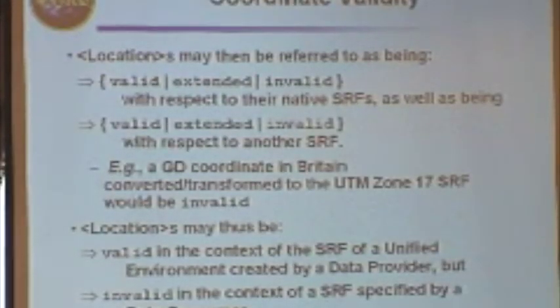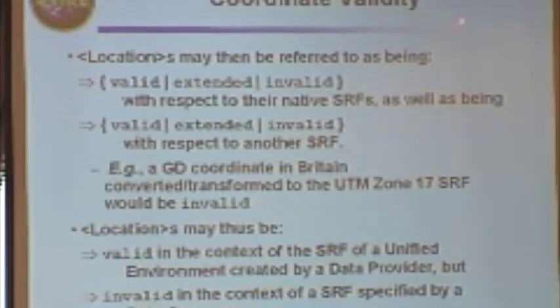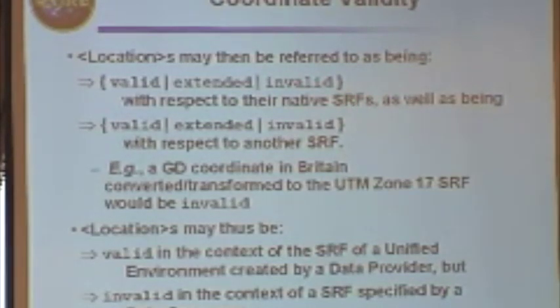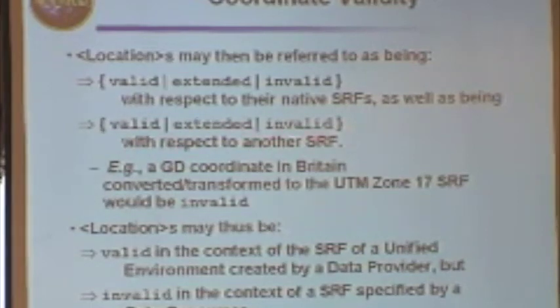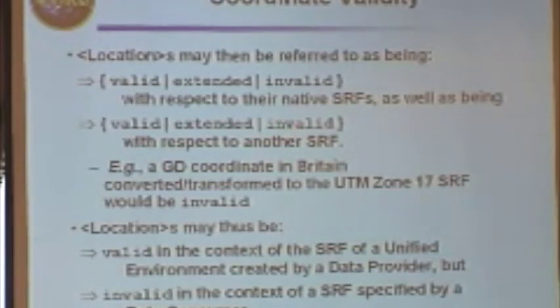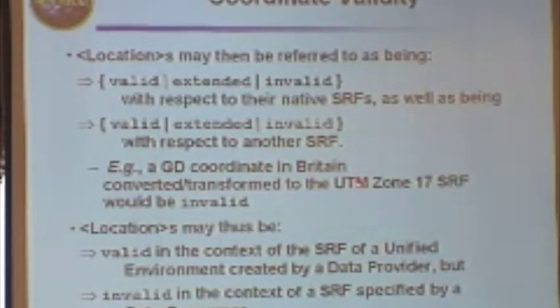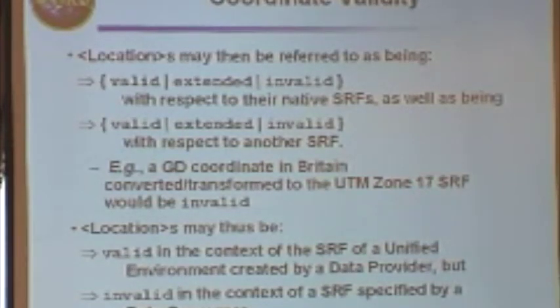So locations may be referred to as being one of the three with respect to your starting spatial reference frame, and then when you do some kind of transformation or conversion or combination of the two, which category does your result fit into? So a geodetic coordinate in Britain, if you converted it to UTM zone 17, it would be invalid because I guess that's nowhere near Great Britain.